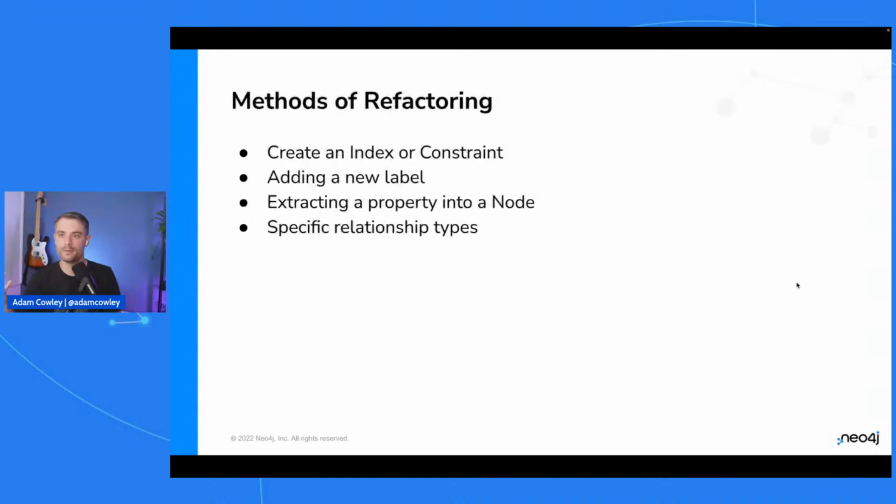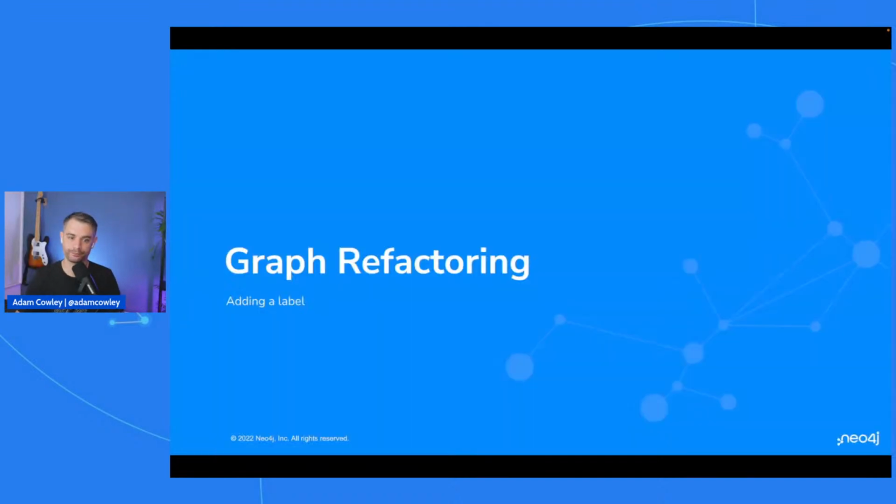So there's a few methods that we have for refactoring and for speeding up our queries. The first thing is to either create an index or constraint. We can add new labels to the database to slim down how many nodes we're actually looking for. We can extract a property of a node into a relationship, or we can use specific relationship types to slim down the number of relationships we actually expand during a query.